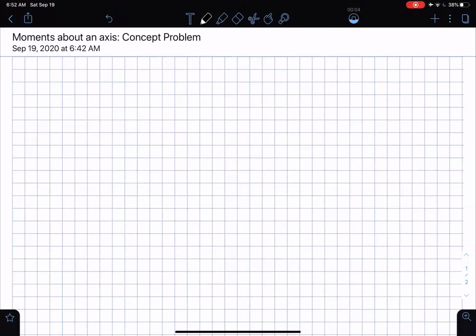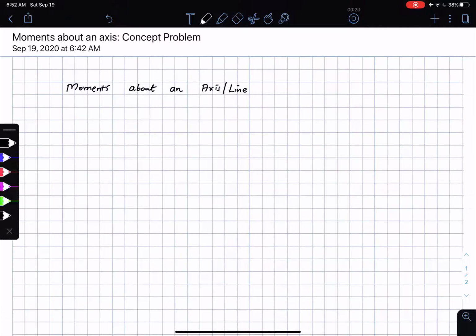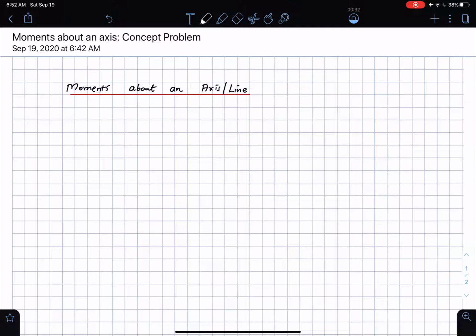We're going to be looking at moments about an axis today, and I'll be handling this by means of a conceptual problem. Okay, so moments about an axis or line. They mean the same thing. And like we have done in the past, we're going to have the scalar approach and the vector approach for this. So let me first look at it from the point of view of the scalar approach.